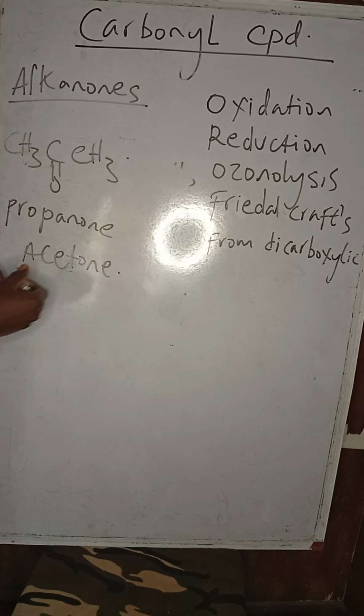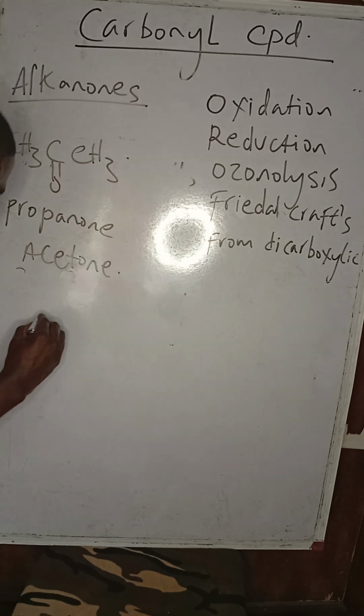First member of the alkanone is propanone. So this is propanone, and propanone is trivially called acetone. So acetone, trivially called propanone, is the first member of the alkanone or the ketones, while methanal, which is trivially called formaldehyde, is the first member of the alkanal.